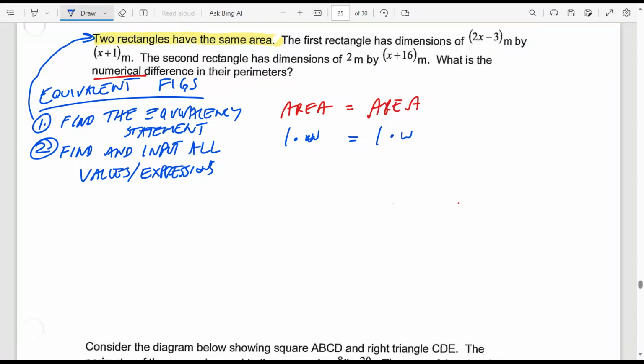Okay. So I'm going to input everything. It's going to look like this. 2x minus 3 times x plus 1 is going to be equal to 2 times x plus 16. Looks pretty ugly. How the heck are we going to find a value for it? I have so many x's there now. Ugh, that's gross. Okay, so that is me inputting all the values right there. Any questions so far? Pretty self-explanatory.